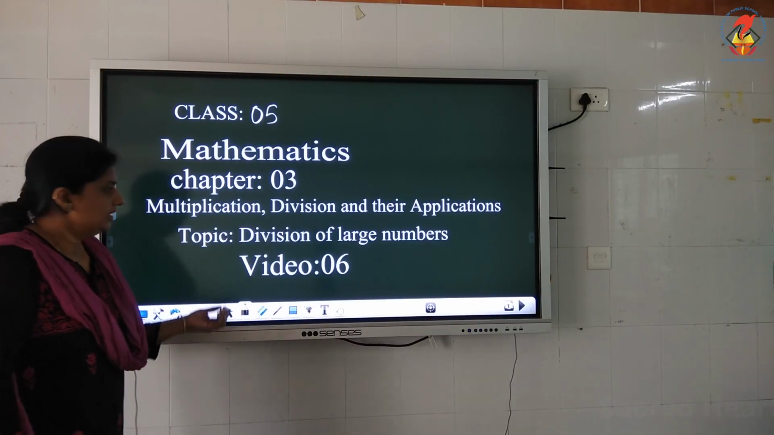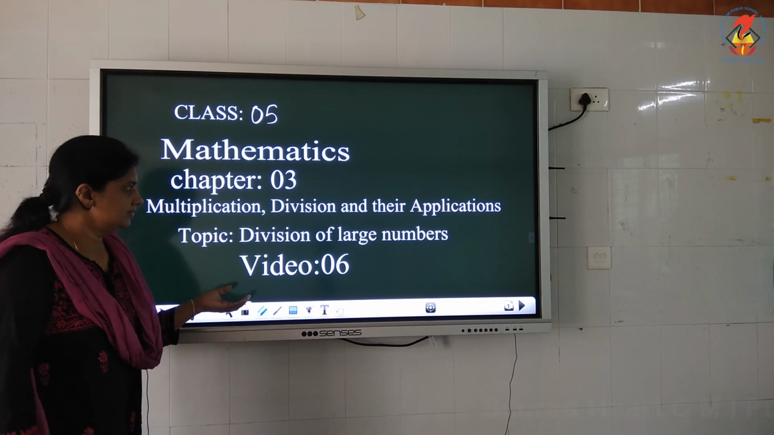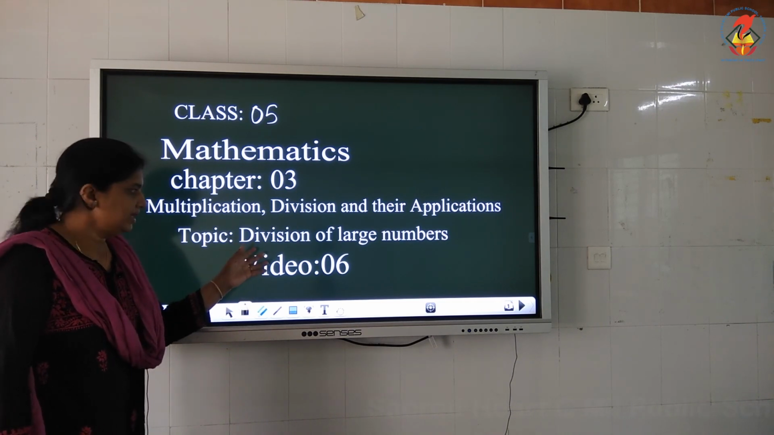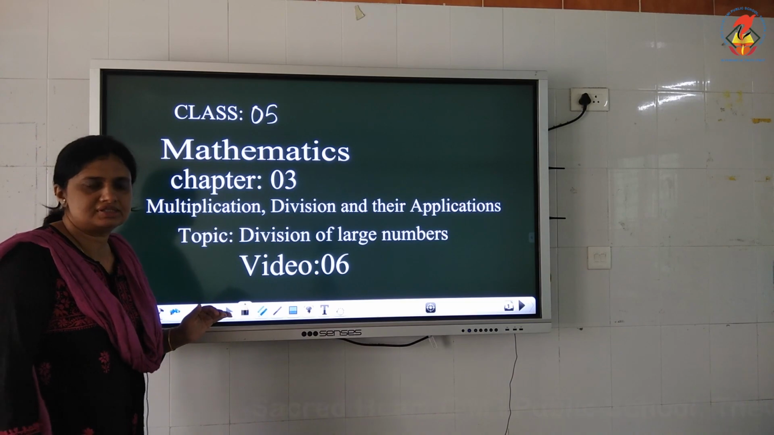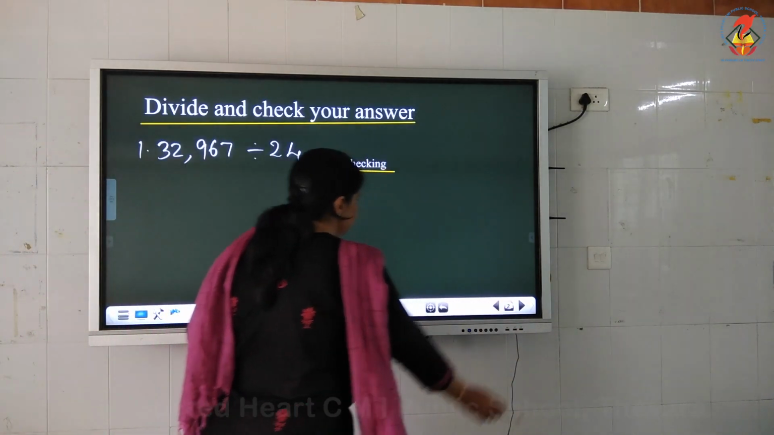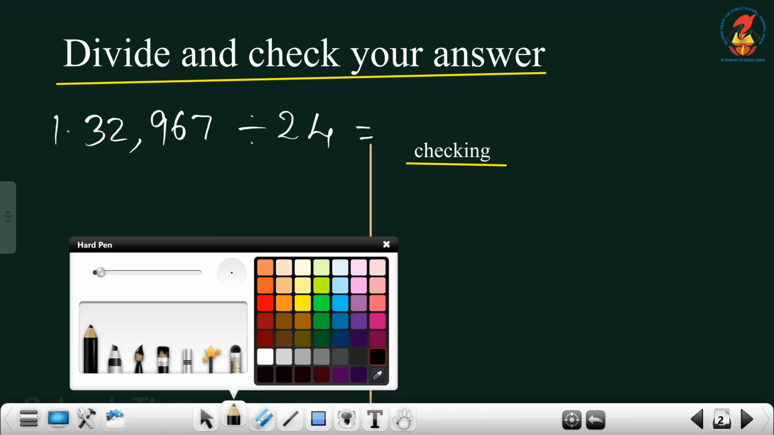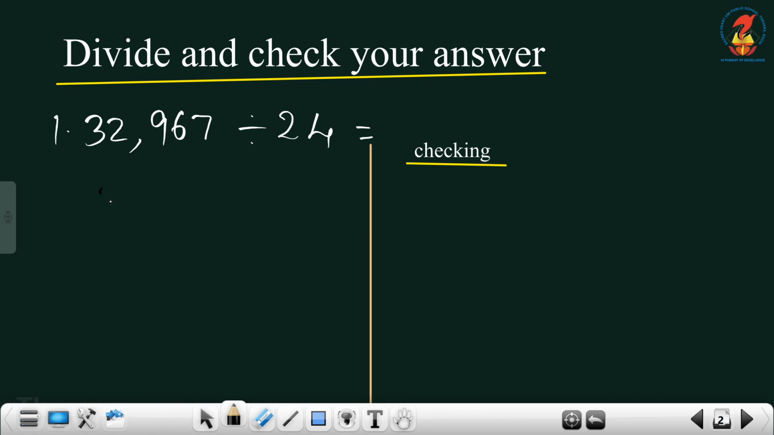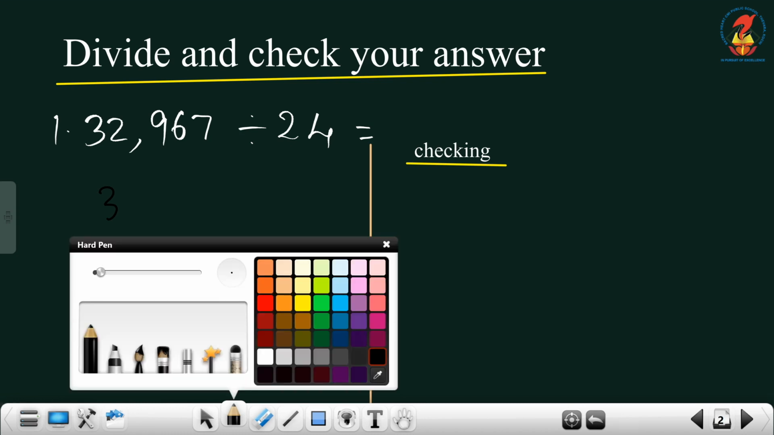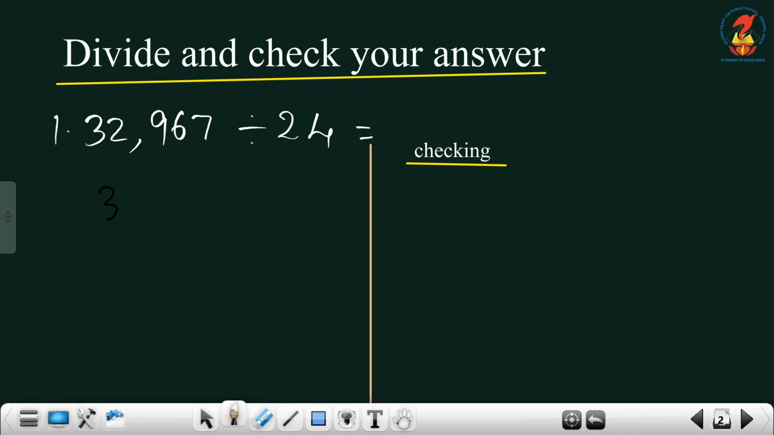Dear students, let us continue with the same chapter, chapter 3, and the topic is division of large numbers. I will give you some problems. First problem is 32,967 divided by 24. That we can do. 32,967 divided by 24.